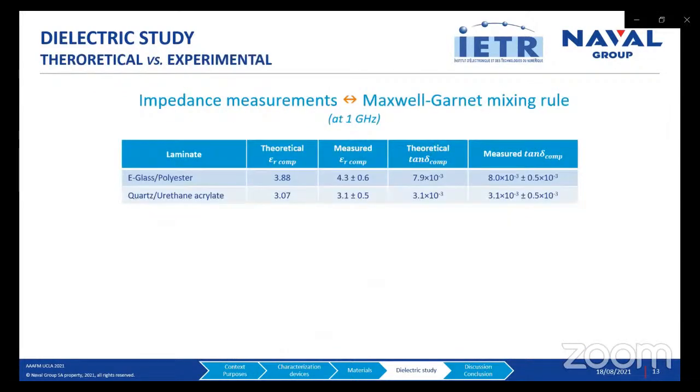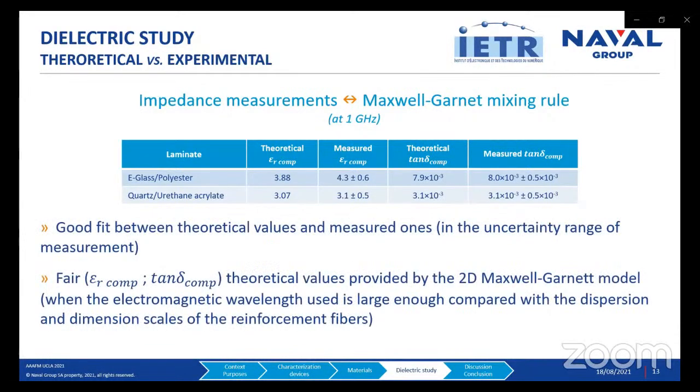We can now compare the theoretical values with the experimental results. With these two examples, we see a good fit between theoretical and measured values. We thus obtain fair dielectric characteristics of our composite laminate materials from the 2D Maxwell-Garnett model.